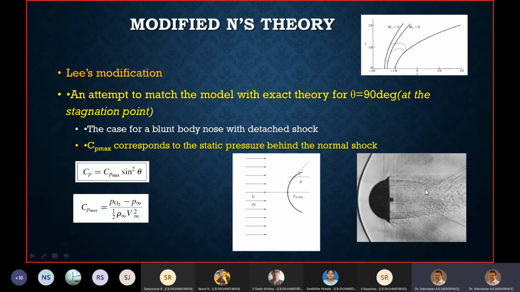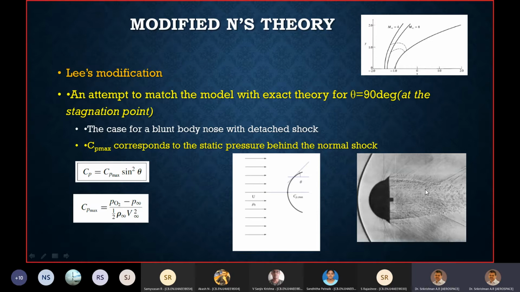So what Lee proposed is that he rewrote Cp as Cp max sine squared theta. That is because at theta equals 0, that is when you have the detachment point or the normal point, you will have the value of Cp exactly as per the normal shock relation.